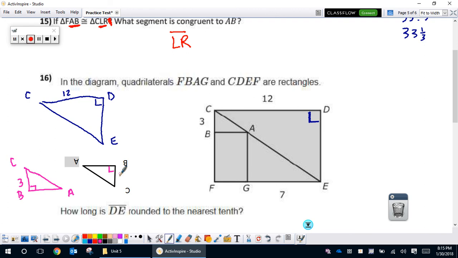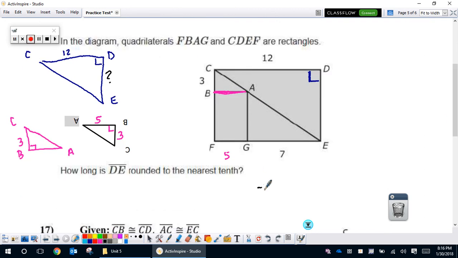And I know the distance from C to B is 3. And technically you know this because the whole thing is 12, and you know 7 is a part of it. So 7 plus 5 gets you to 12. So from B to A is 5. And now you have a similar triangles proportional question. So you could do 12 over DE equals 5 over 3. So there's other ways to do this as well. This is just the way I decided. But you'll get the length of DE is 7.2.